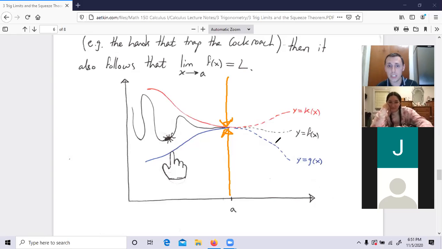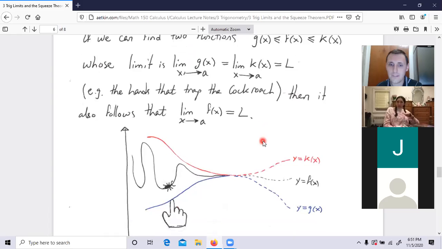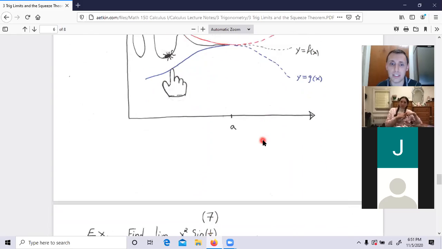So here you see that that's where the cockroach is trapped. Here g is the lower function, k is the upper function. To apply the squeeze theorem, I have to ensure that this bad cockroach function is flanked from below and from above. The fact that we have x here, the same point, means that I'm matching the x coordinate.